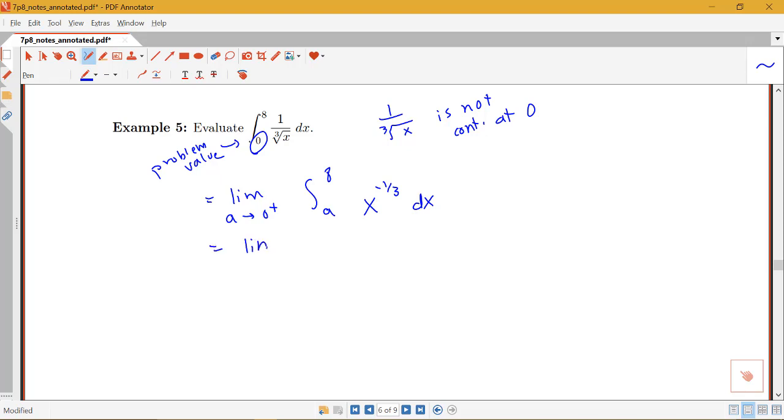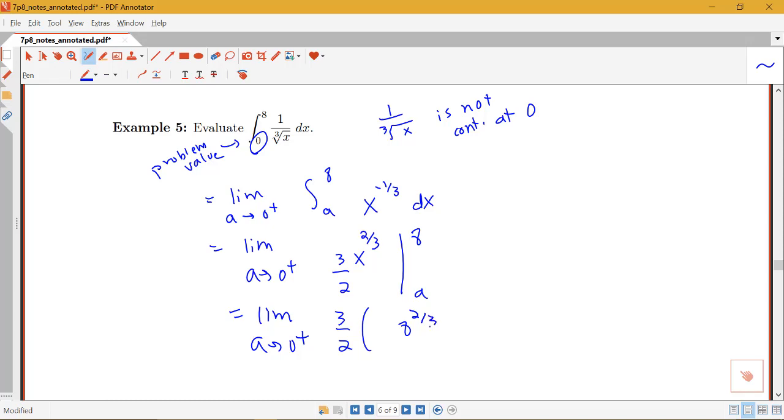So now I need to go ahead and do my antiderivative. This is going to be x to the negative 1/3 plus 1, or to the 2/3, divided by 2/3, or 3/2, evaluated from a to 8. So I'm going to have the limit as a goes to 0 from the right of 3/2 times 8 to the 2/3 minus a to the 2/3. Now I think about taking the limit and using our limit properties. The limit of a sum is the sum of the limits. So for the first part, the limit will just be that constant times 3/2.